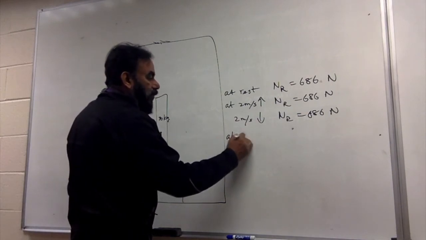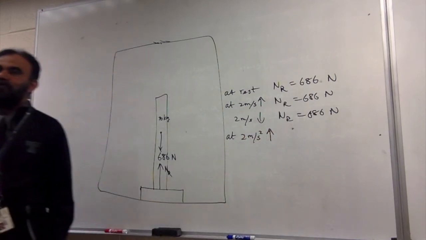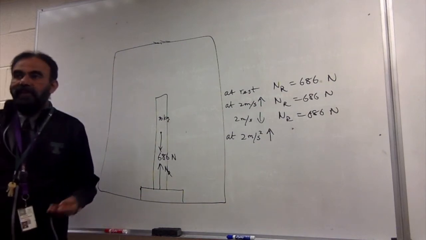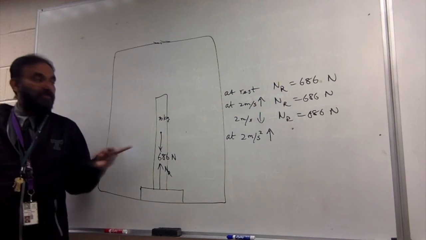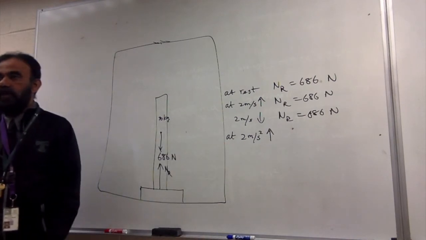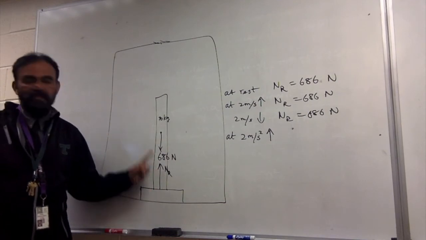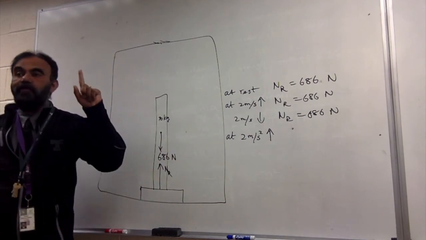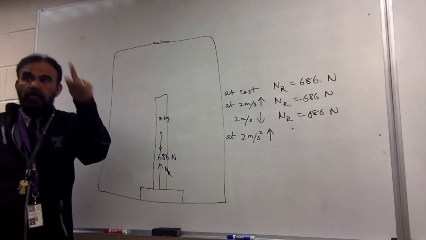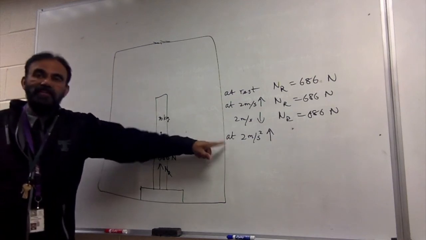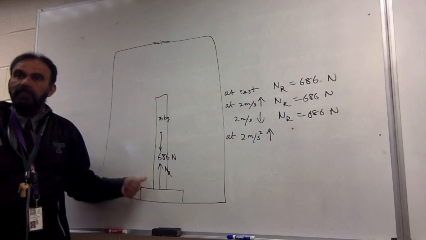Now, at 2 meters per second squared upward. If you are in the elevator standing on the scale and the elevator is moving up at 2 meters per second squared, there are two forces acting on you. One is 686, the other is normal force. But are you accelerating upward? Yes, you're accelerating because the elevator is going up with an acceleration, you're also accelerating with it. So since you're accelerating in the upward direction, which one is greater? The normal reaction is greater.